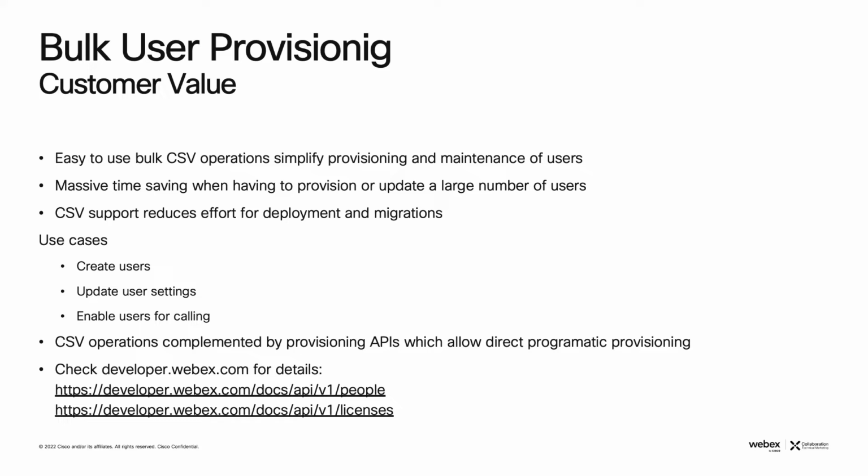Typical use cases for CSV-based bulk provisioning include creating users, updating settings for multiple users, for example, updating caller ID information, and enabling batches of existing users for WebEx Calling. In addition to the CSV-based bulk operations, WebEx Calling offers REST-based APIs which enable direct programmatic provisioning of users for WebEx Calling. For basic user provisioning, the People and the Licenses API are used. The latter mainly to determine the license IDs for entitlements to be added to users via the People API. Documentation for both APIs can be found on developer.webex.com.